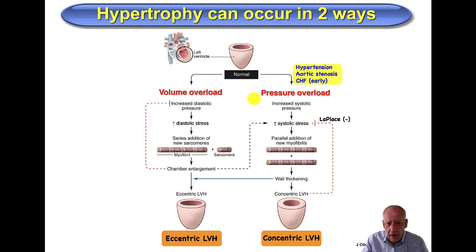As the law of Laplace tells us, concentric hypertrophy is an adaptive response to reduce systolic wall stress in chronic pressure overload. Eccentric hypertrophy, in contrast, is promoted by conditions that cause volume overload, as would occur in congestive heart failure or mitral valve regurgitation.